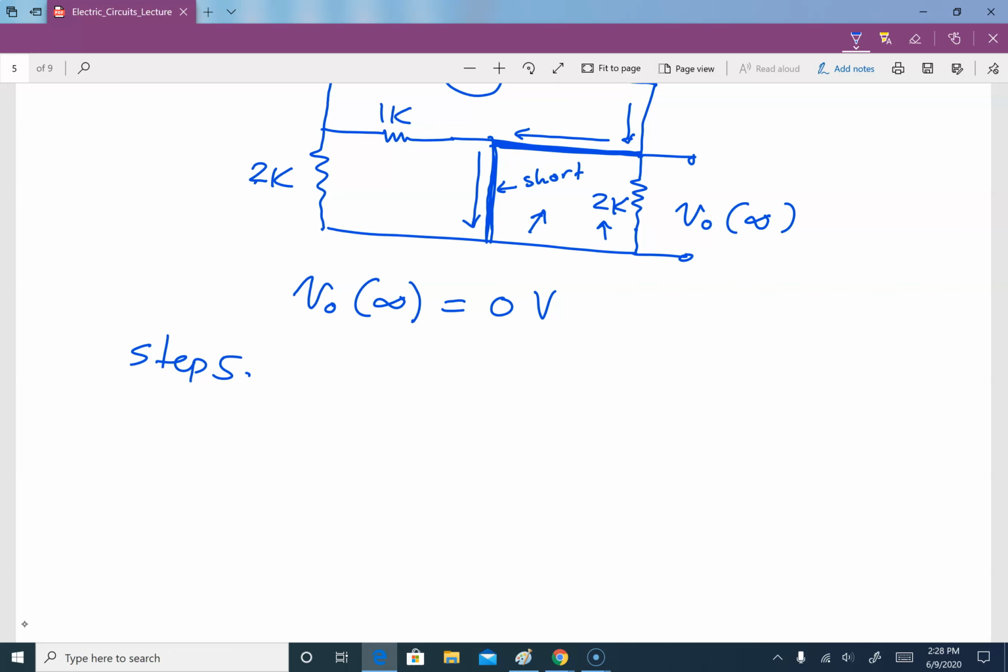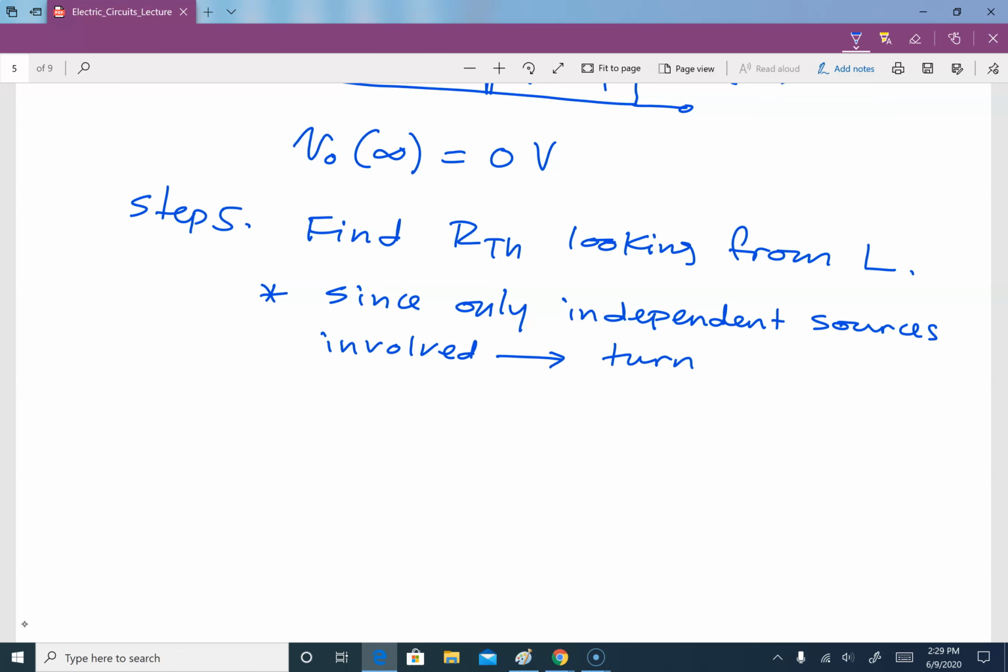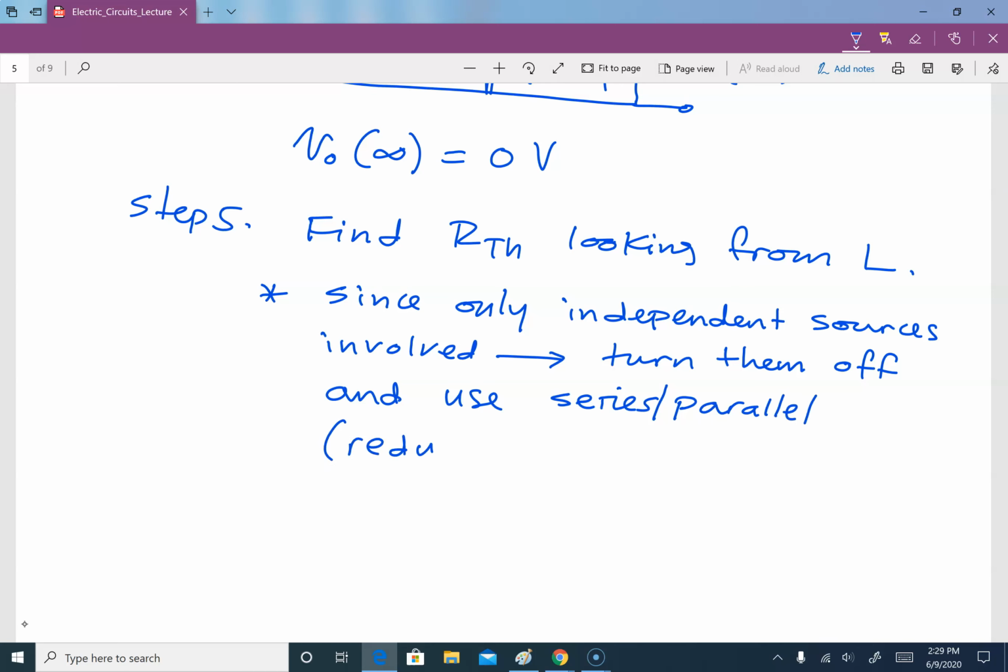Step number 5, we said to find R Thevenin looking from L. So now, since only independent sources are involved, turn them off and use the series parallel or the reduction resistance method.